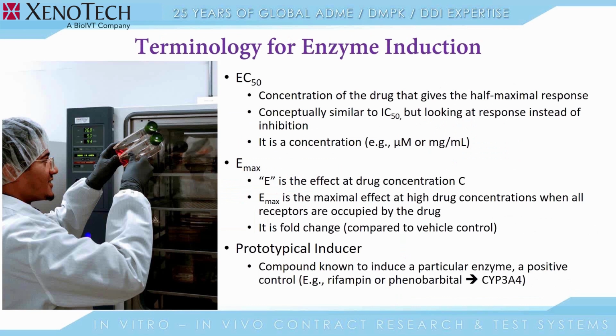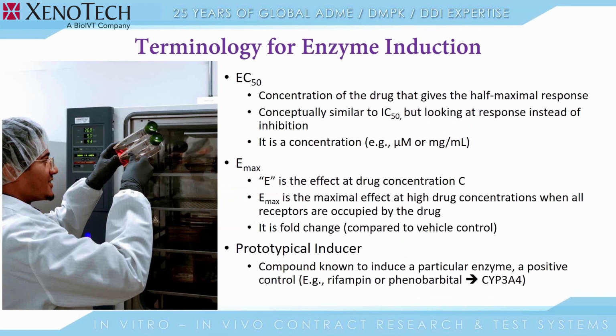So just really quick, some basic terminology that's used in enzyme induction studies. I'm just going to go over EC50, Emax, and prototypical inducer. So EC50 is the concentration of the drug that gives the half maximal effect. Now, conceptually, this can be thought of as similar to an IC50, but it's looking at the response instead of inhibition. EC50 is always a concentration, so it's presented in concentration units such as micromolar or milligrams per milliliter.